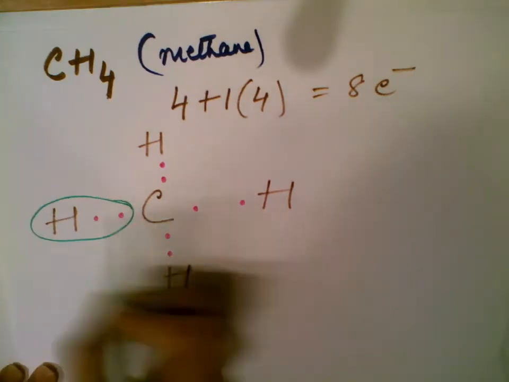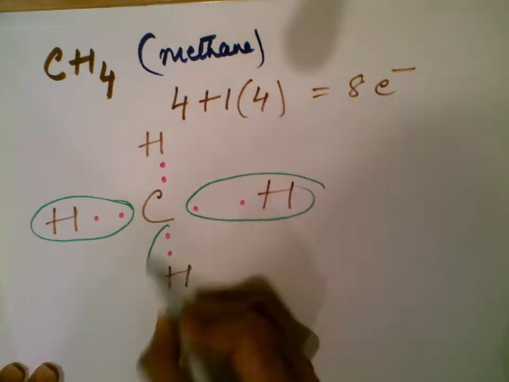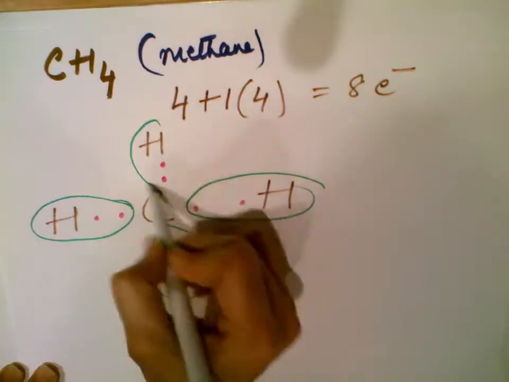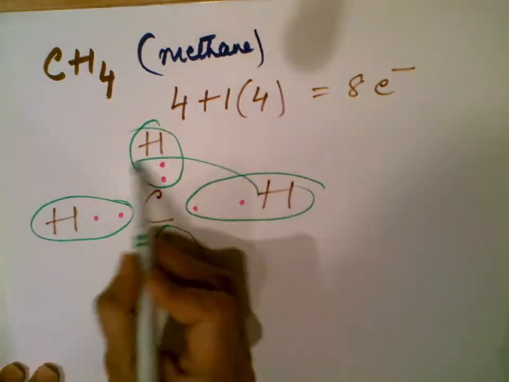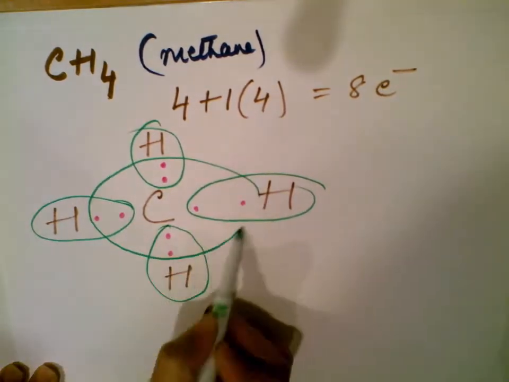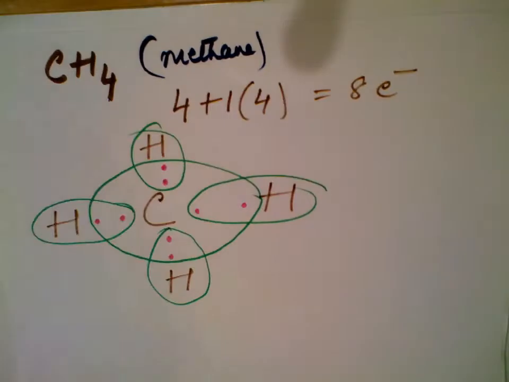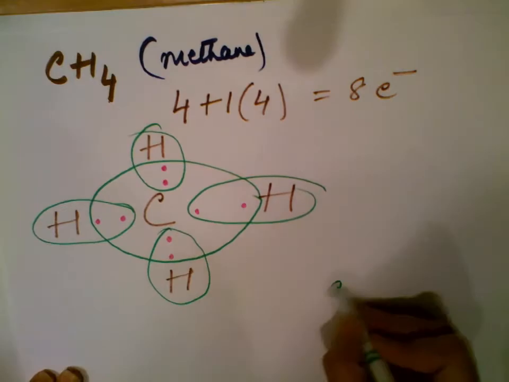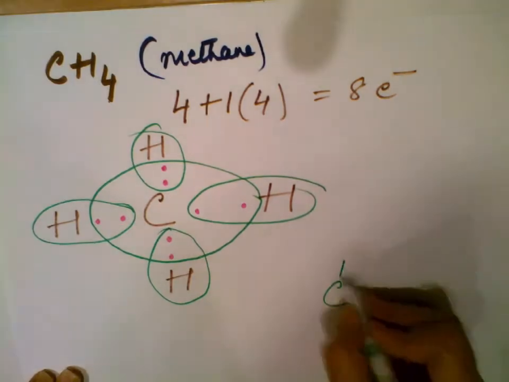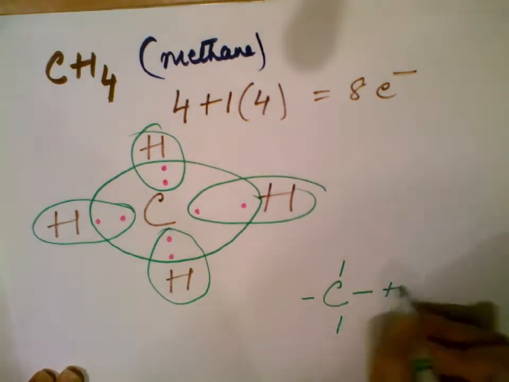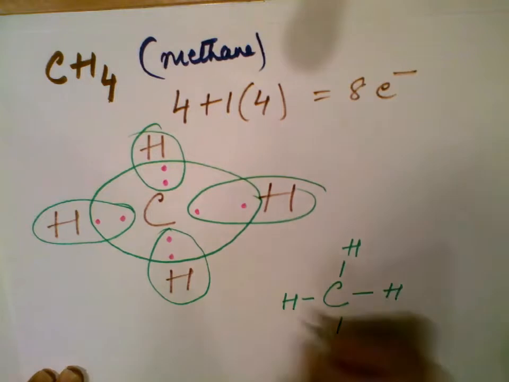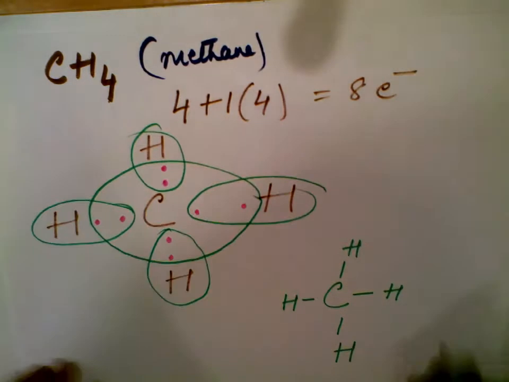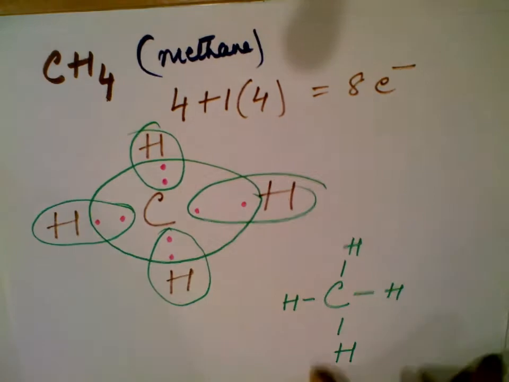This hydrogen is happy with 2. Hydrogen is always happy with 2 because it can pretend to be like helium. And carbon is happy here. It can pretend to be like neon. So this is the Lewis dot structure for CH4. Okay, there are no lone pairs. Alright guys, let's work on this.